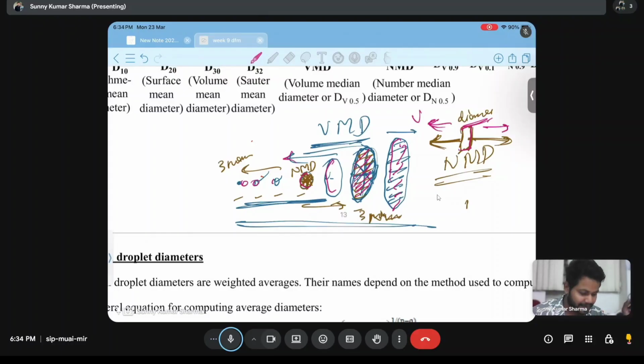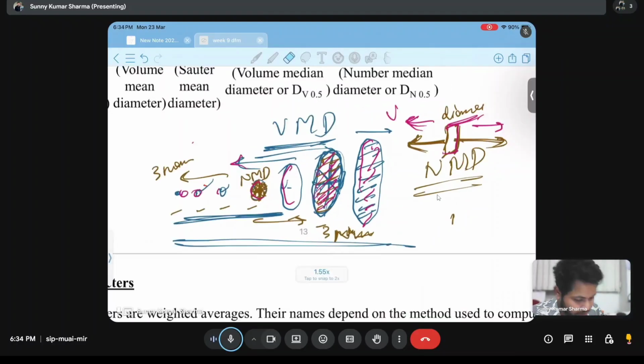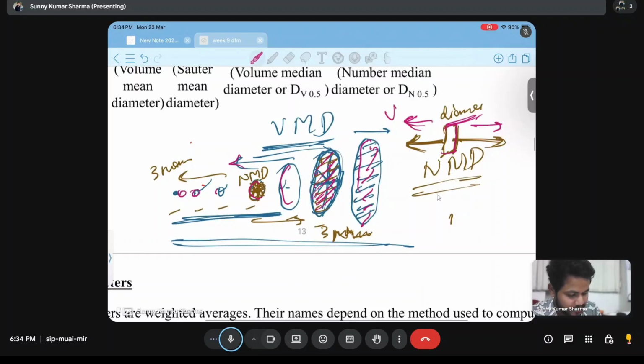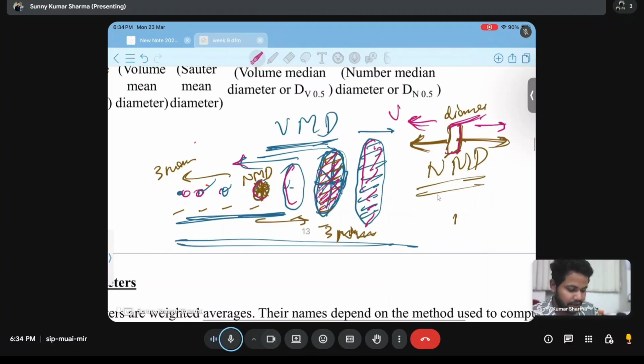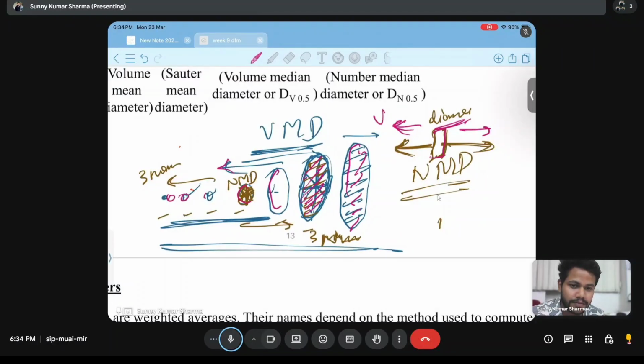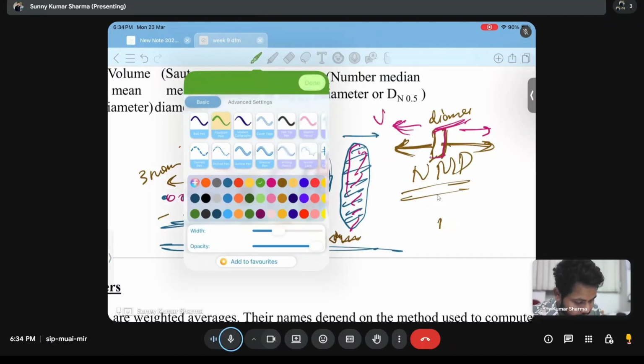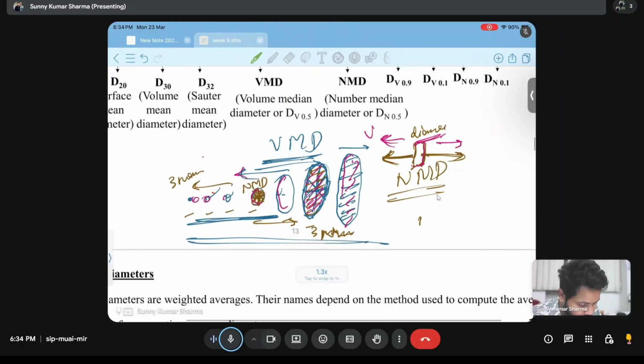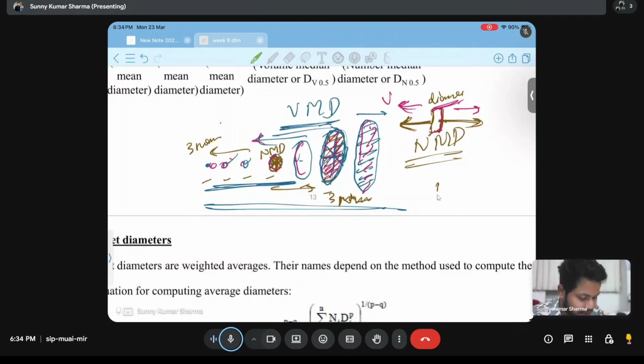Yes, sir. You're getting it? Or is it becoming complicated? I'm explaining in such detail that you will not find this kind of explanation in books. So from here you can conclude about what you just said earlier, that VMD is greater than NMD.